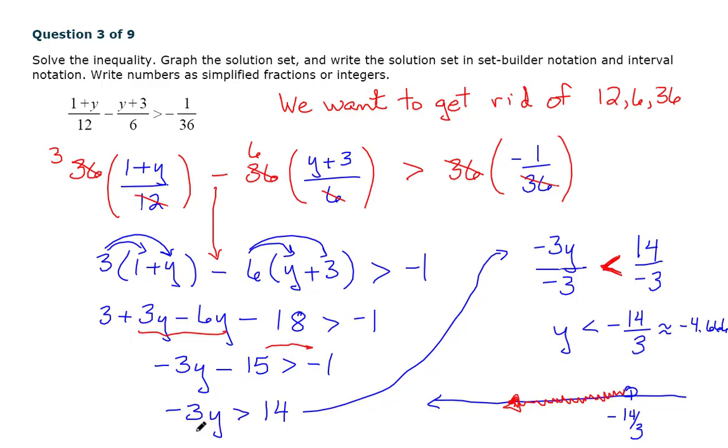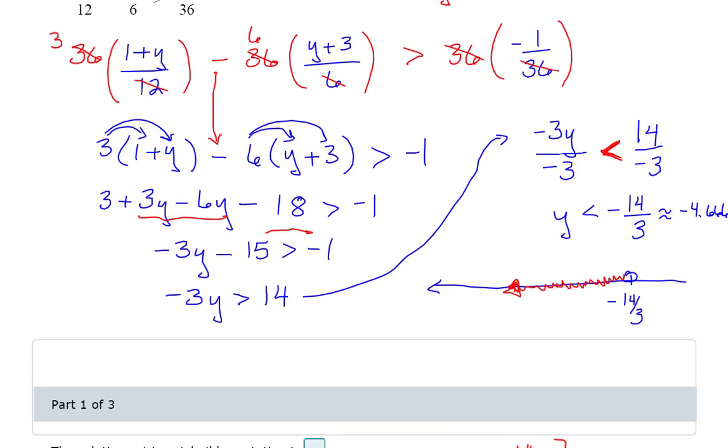So now I need to divide by this negative 3 to clear it. But as soon as I do that, I know the inequality will flip around to look the other direction. So that gives me y is less than minus 14 thirds. All right, so that's coming this way. And I need to know about how big it is when I go to graph this, and it's about minus 4.666.